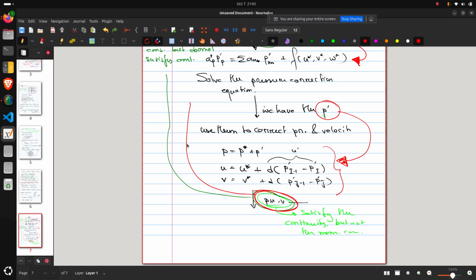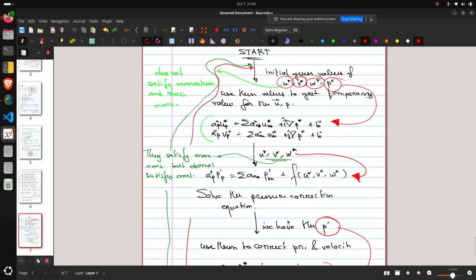Okay, so this is the whole step. I will recommend you to derive it yourself so that you have much more clarity.